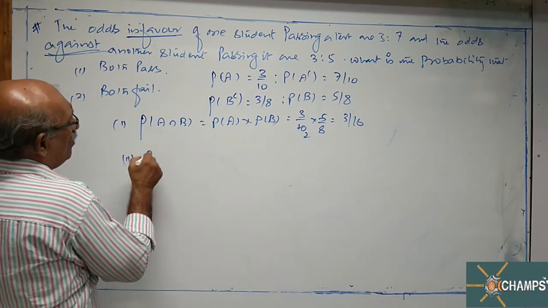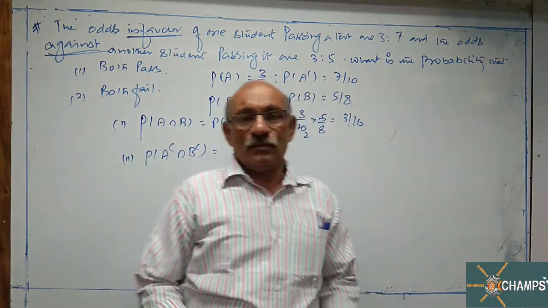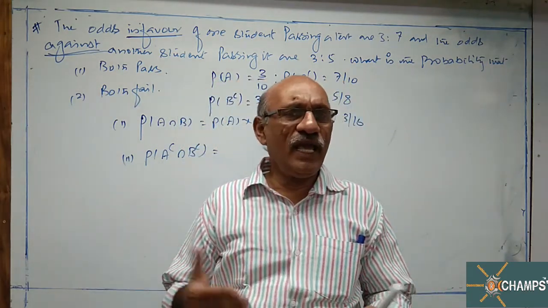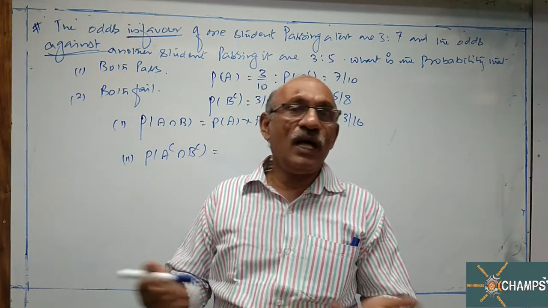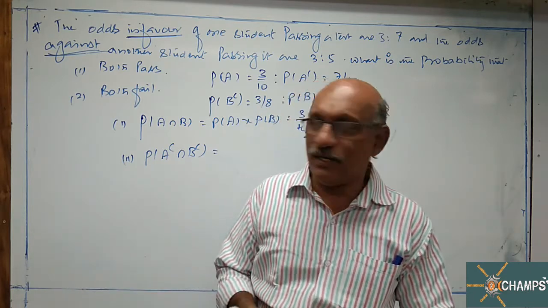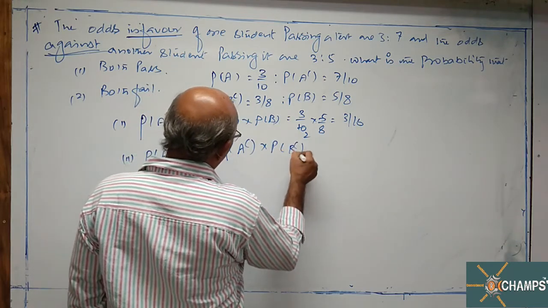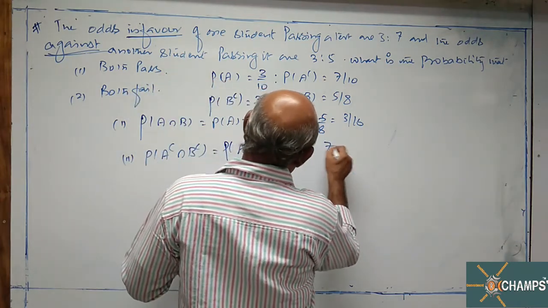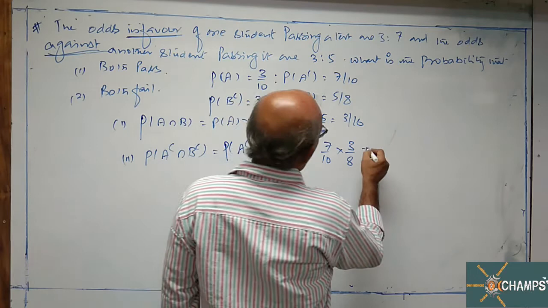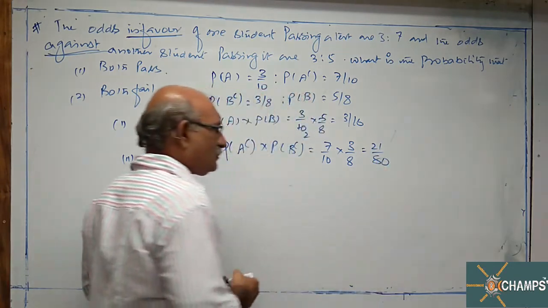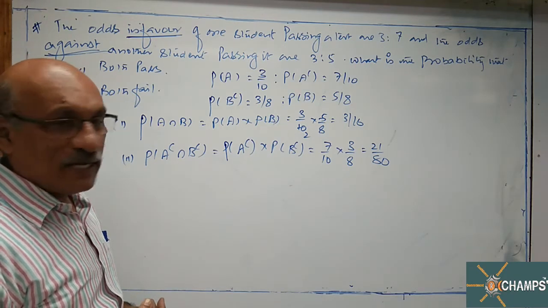Second question. Both will fail. A complement intersection B complement. When A and B are independent events, their complementary events are also independent. So you can write P of A complement into P of B complement. A complement is 7 by 10, B complement is 3 by 8. So this is 21 by 80. Okay? Note that.